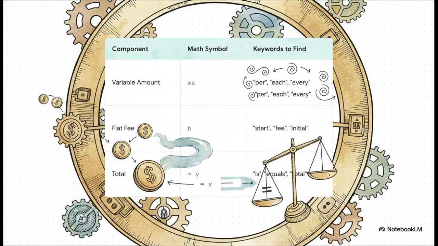When you see words like per, each, or every, bam, that's your variable amount, your rate. See words like start, fee, or initial, that's your flat fee. And words like is or total, well, that just tells you where to put the equal sign.